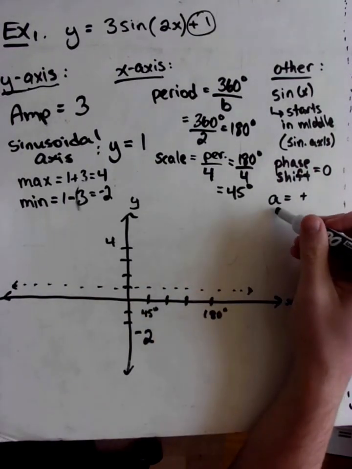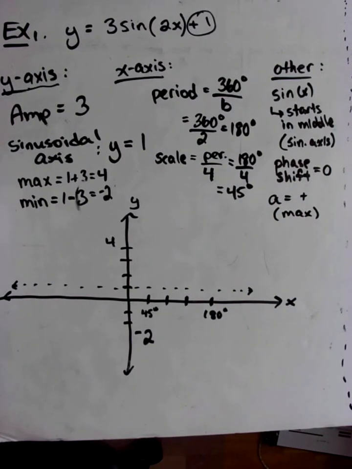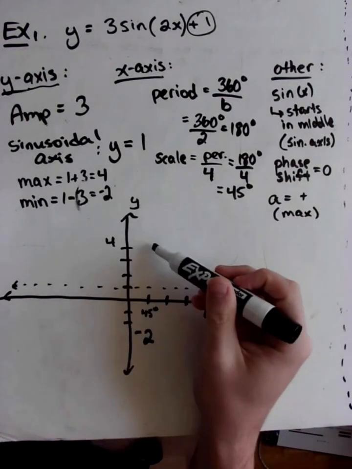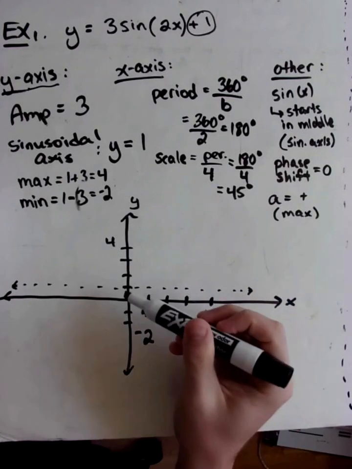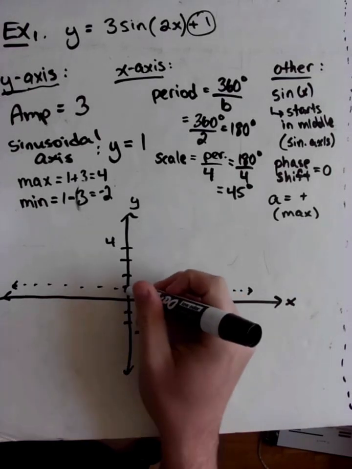That means that my first line is going to go up to the maximum value, because on a normal sine graph I go from middle up to the max. If the a value is negative, I would go from the middle down to the minimum. Okay, it would flip my graph over. So here's my starting point.